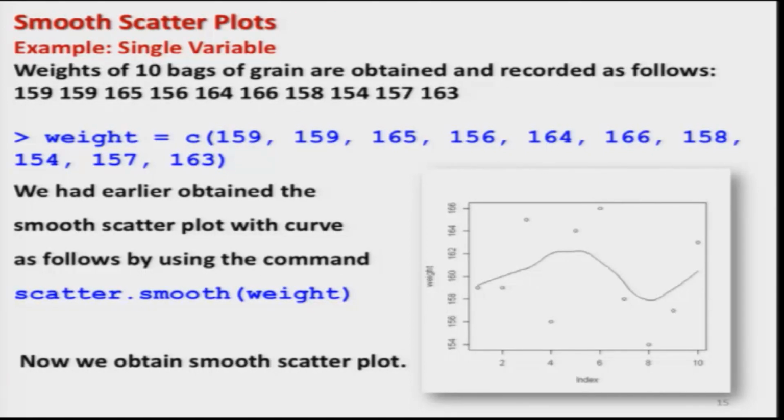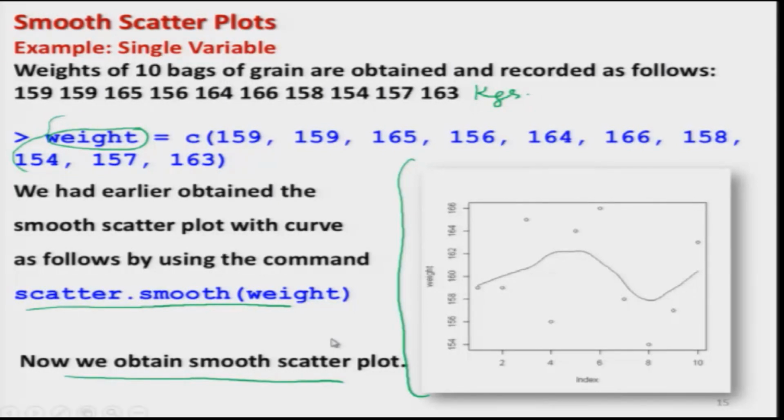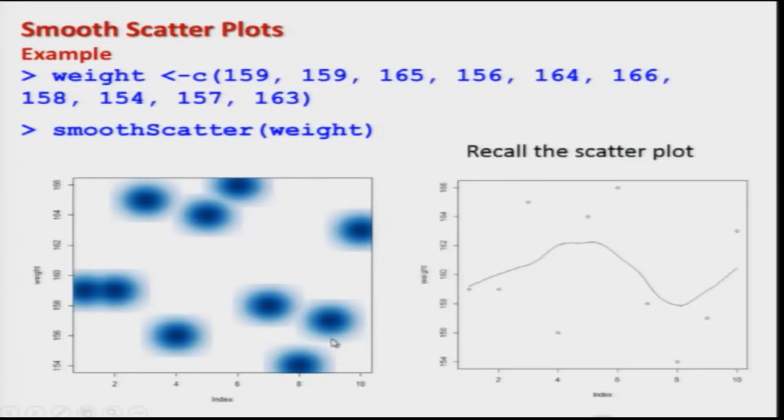So now I would first take the same example which I just took in the case of univariate data, the data on weight, where we had collected the weight of 10 bags of grains in kilograms, and this data has been given inside the data vector weight. Earlier we had obtained the smooth scatter plot using the command scatter.smooth, and this curve was looking like this. Now I will use this new command smooth scatter on the same data set, and we will obtain the new graphic, and I will try to compare the two.